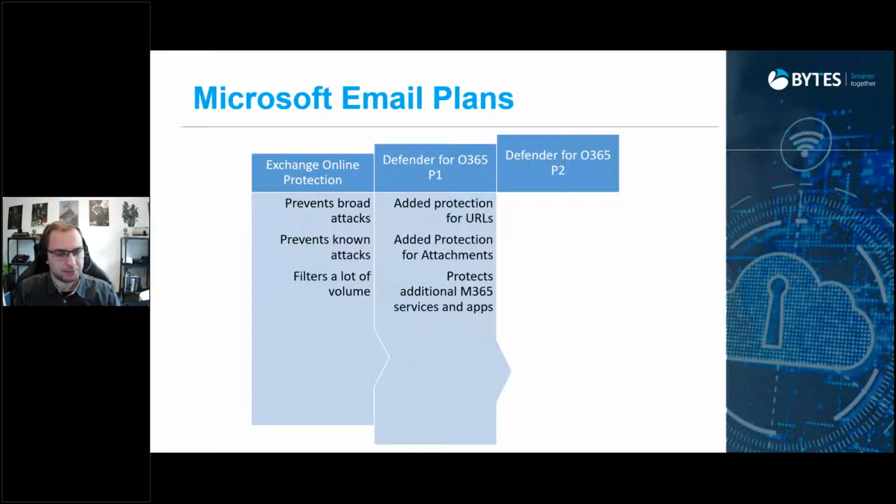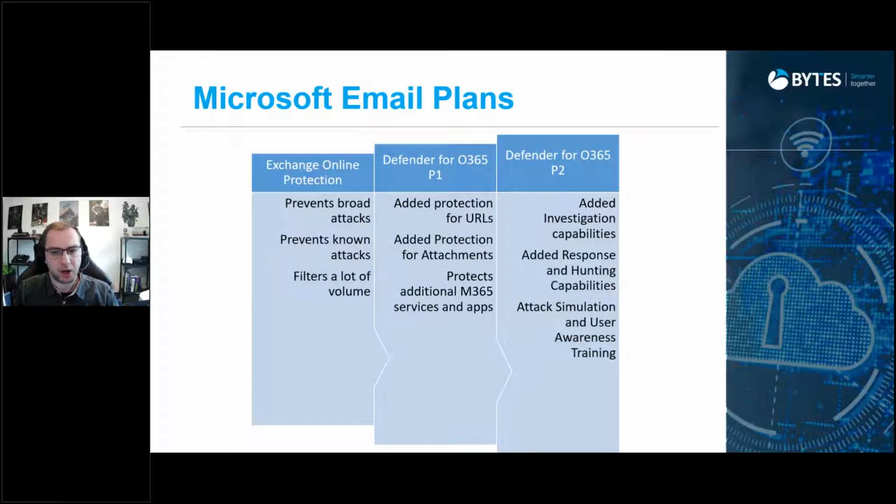Then we look at P2. P2 then builds on top of this by providing us with investigation capabilities. So once we start seeing email threats come into our environment, we can actually go in, investigate these, see if they are part of a campaign, see what types of threats they are, and see if there's any correlation between those threats. It also gives us the response capability, so it gives us the means to actually block that email across our whole estate, or remove that email from a user's mailbox.